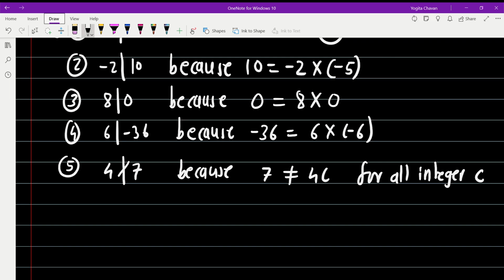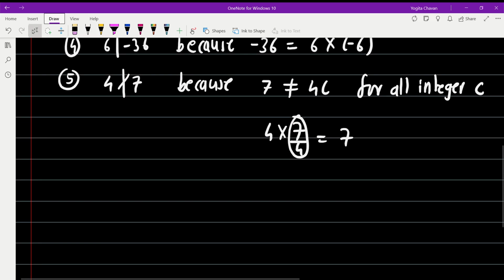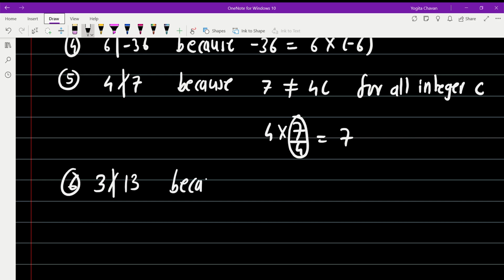So 4 does not divide 7. It may happen, no, this is true, 4 into 7 by 4, this product is equal to 7, but this 7 by 4 is not an integer. So there does not exist an integer c such that 4 into c is equal to 7. This is not possible. Therefore 4 does not divide 7. Now similarly number 6, 3 does not divide 13. Now why? Again 13 is not equal to 3 into c for all c belongs to Z.